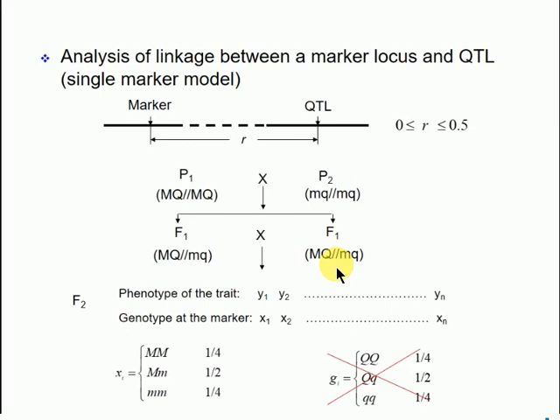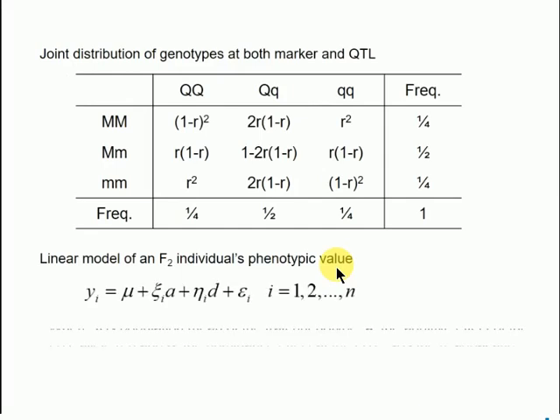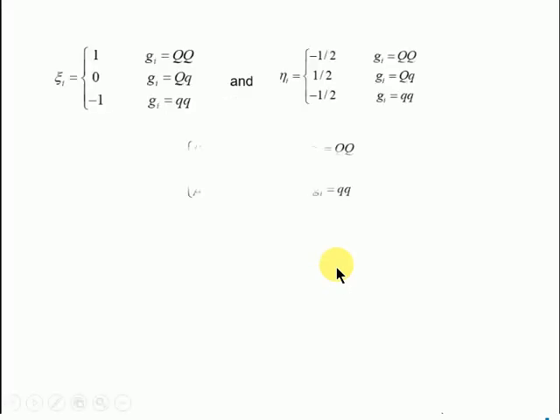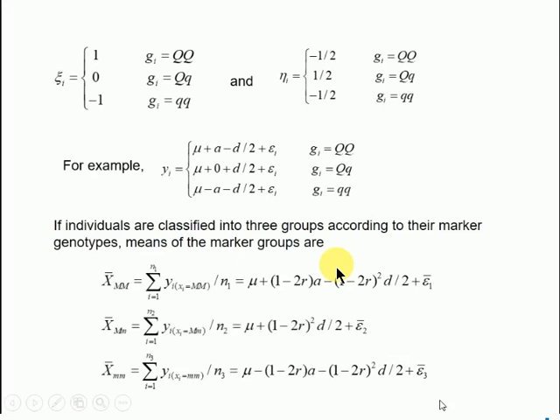Capital M, little m, maybe. Group them into three groups. And then you can calculate the mean of their phenotype for each of these groups, can't you? Yes, you can. This mean looks like this. This is the mean of the phenotype for the first group, which contains all the individuals whose marker genotype is capital M. Second group, third group. So say this is the mean, you can calculate it.